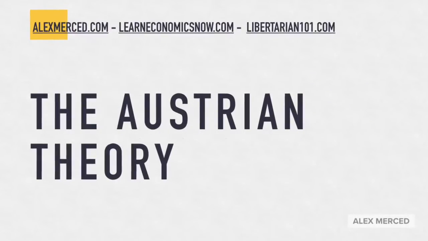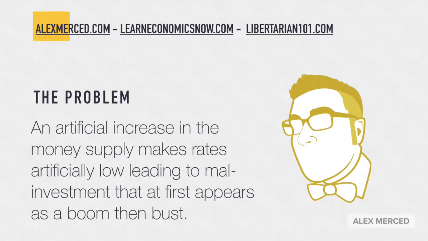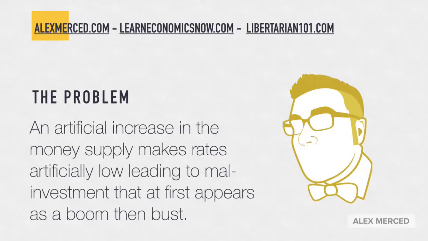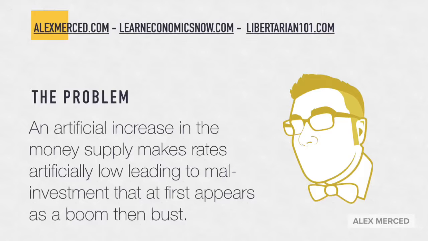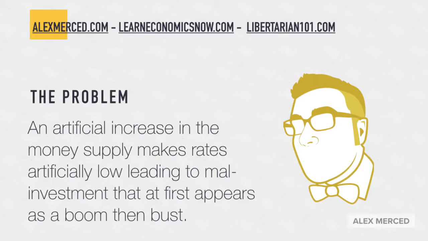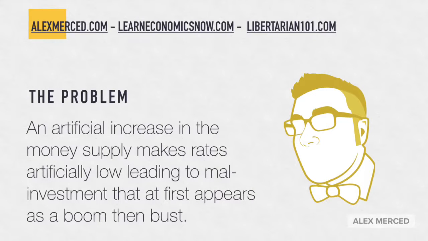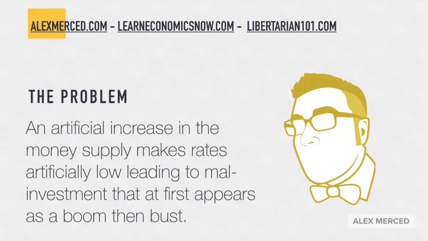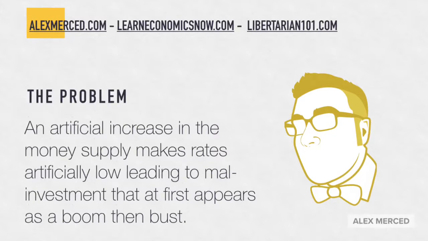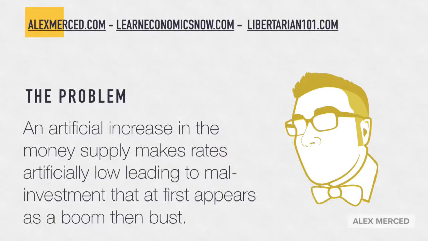The Austrian theory of the business cycle. In this theory, an artificial increase in the money supply causes rates to be artificially low. This leads to a lot of malinvestment that at first appears as a boom but leads to a bust. The basic idea is, think of interest rates as one of many different price signals in the economy. If you tamper with the signals, people make decisions that in the long run turn out not to be the decisions they would have wanted to make, causing problems in the long run.